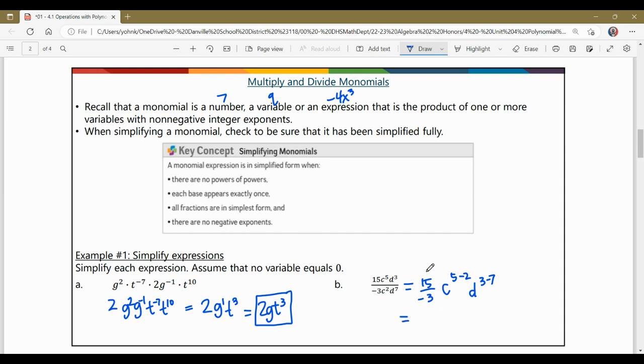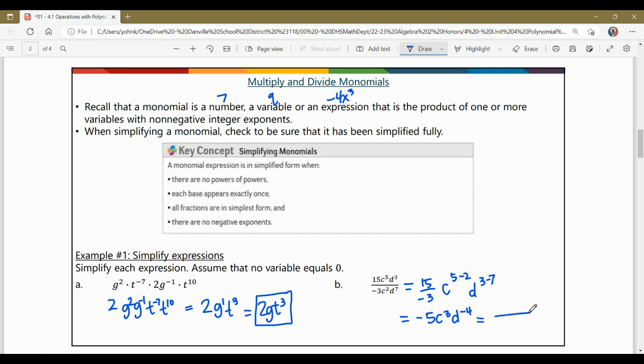So now 15 divided by -3 is -5. C to the 5 minus 2 is 3. And D to the 3 minus 7 is -4. Now I've simplified all my fractions. My letters only appear once. I don't have any powers of powers, but I do have negative exponents.